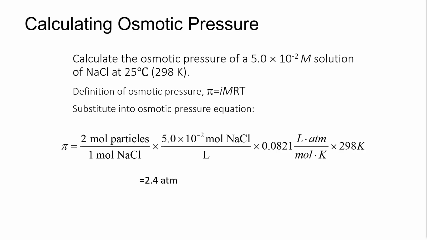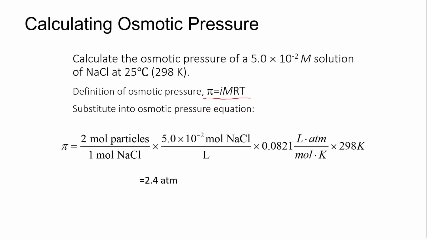All right, so this question says, calculate the osmotic pressure of 5.0 times 10 to the negative 2 molar solution of sodium chloride. So first thing that you want to do, as soon as they say osmotic pressure, you want to write down the equation for that. Pi equals iMRT. And then you start filling in what you know.